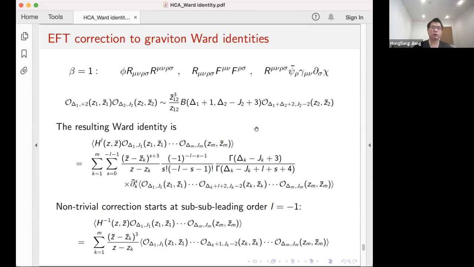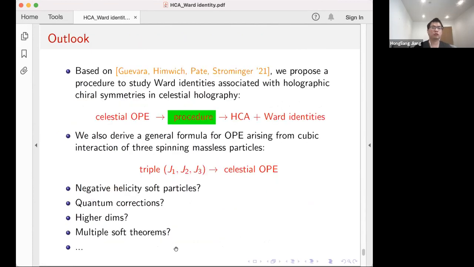And we can also specialize the previous general Ward identities to the current special case. And in this case, it simplifies as follows. So especially if we look at L here, if L is 0 or 1, then this is negative. So this sum doesn't make sense. So there's no correction at the leading and subleading order. And the non-trivial correction starts at the sub-subleading order, L equals minus 1. And in this case, we have this Ward identity, which is equivalent to this correction to the soft theorems after performing a Mellin transformation.